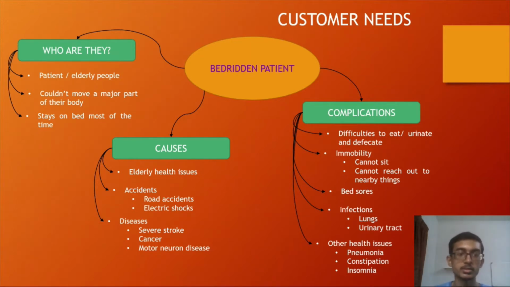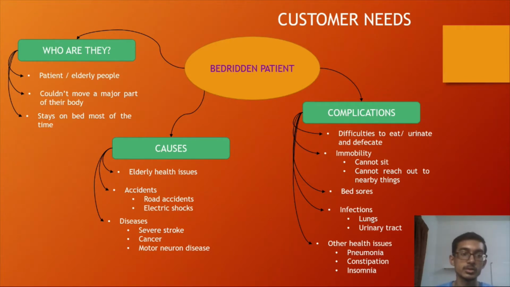The second common reason is accidents. Usually road accidents or electric shocks cause this situation. This is because parts like their spinal cord or their brain are injured. If those parts are injured, it will cause them to become paralyzed and they become bedridden. Or if there are any fractures, they become temporarily or permanently bedridden.